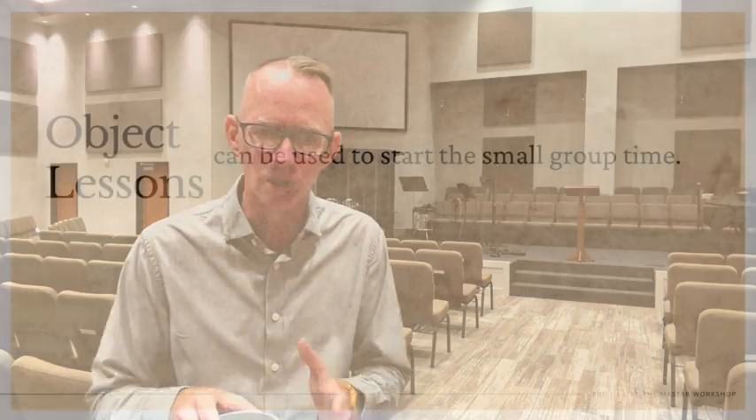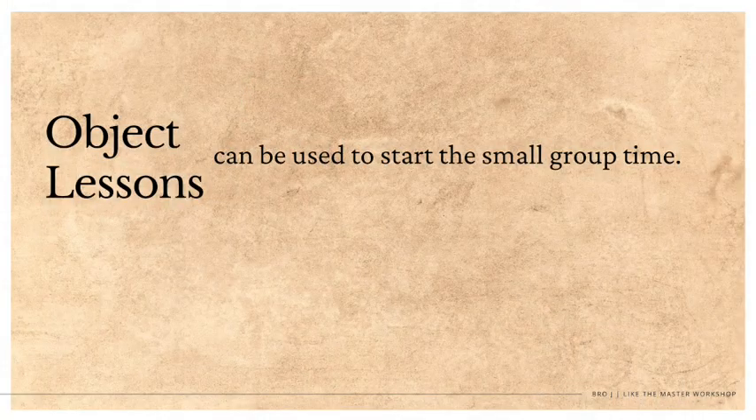Now, why would you do something like that in an adult classroom? Because it's an object lesson to point them to understand what the original object lesson, the Festival of Booths, was all about. You see, object lessons are just one way to catch people's attention and point them to a deeper truth. Object lessons can be used to start the class as well, to get people thinking in the right direction.